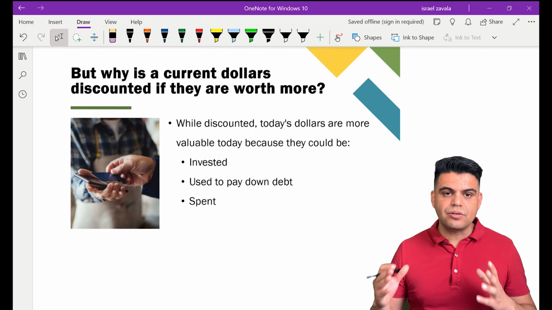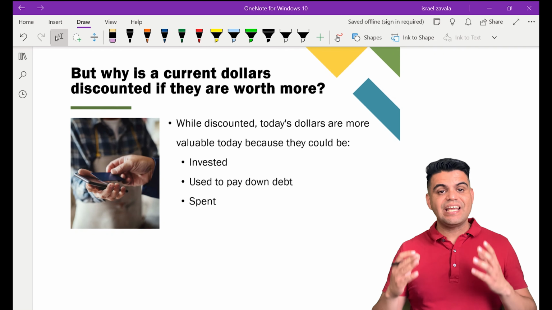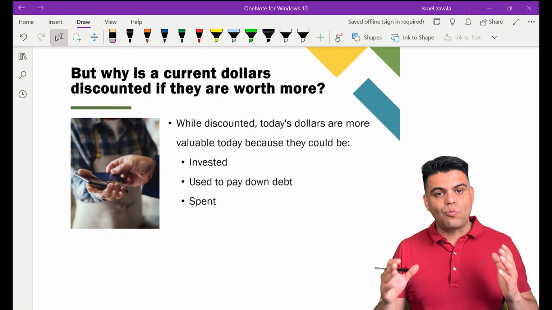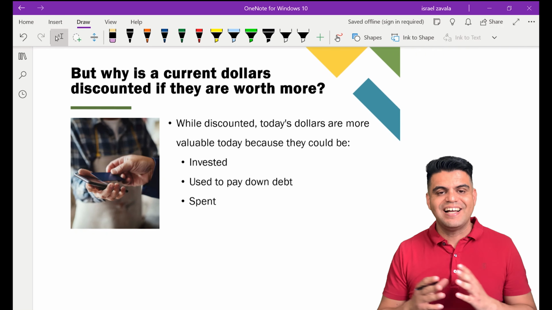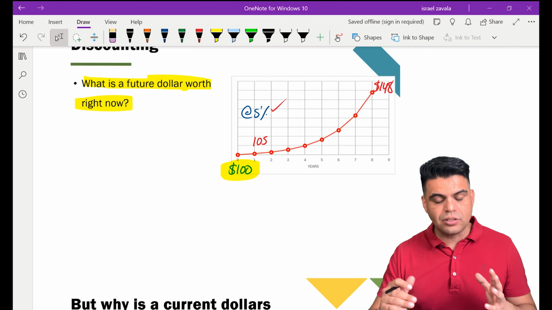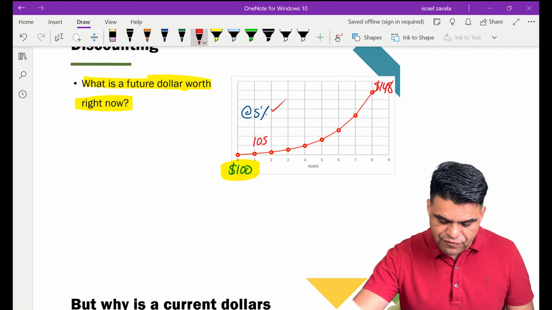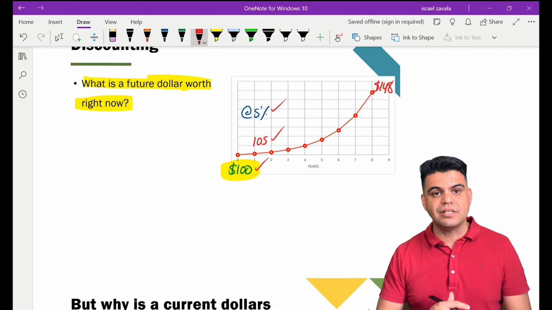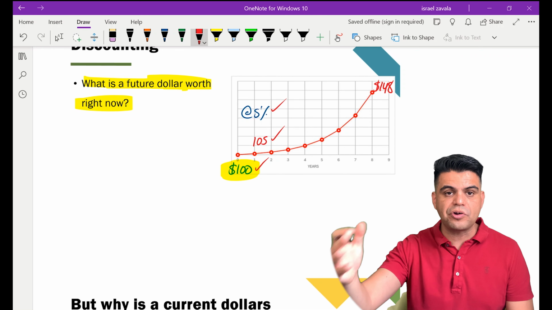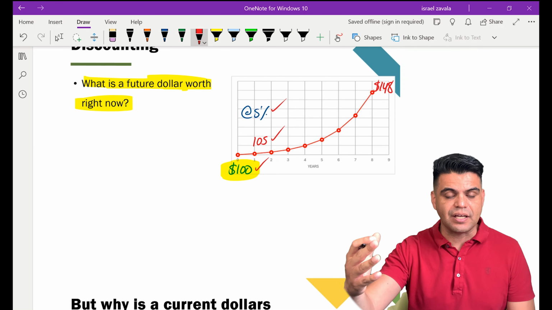Now, so why is a current dollar discounted if they're worth more? So remember, I gave a hint earlier. We're talking about value. I sometimes think students get confused with the actual dollar amount, right? Well, $105 is more than 100, so the 105 is worth more. But that's not true. It's not worth more. It's just more money, right?